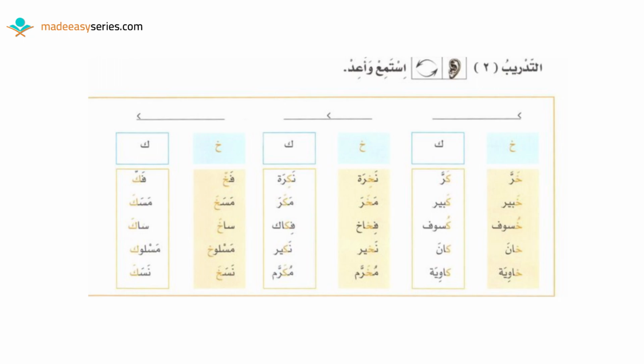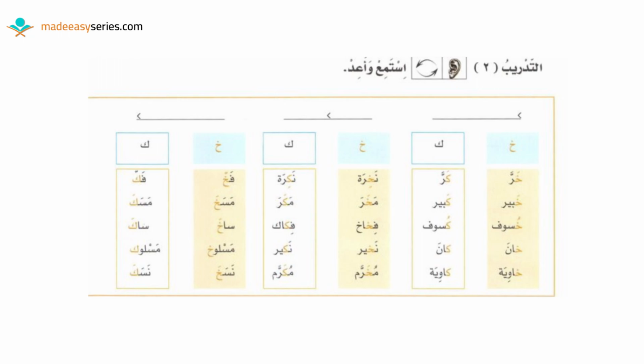Then we have khusuf and kusuf. Then we have khana and kana. Then we have khawiya, then kawiya. Now let's go to kha when it's in the middle part of the word. We have nakhira and kaf nakira. Kha makhara, kaf makara. Kha fi khakh, kaf fi kak. Kha nakhir, kaf nakir. Kha mukharram, kaf mukarram.